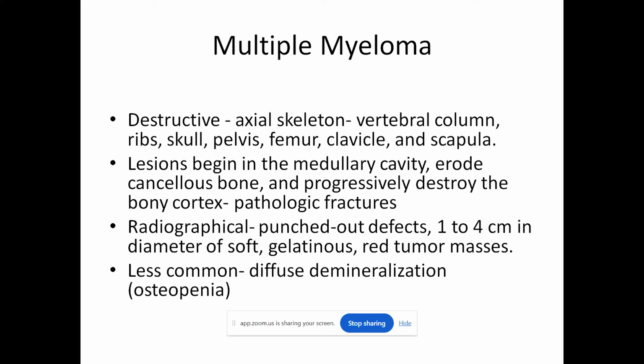So what are all the bones? Mainly the axial skeleton will be destroyed here. Vertebral column, ribs, skull, pelvis, femur, all these bones are affected in decreasing order. Initially the myeloma cells originate from the medullary cavity, then they erode the cancellous bones, and finally they produce cortical destruction, producing pathological fractures. When we see the X-ray radiologically, we can see punched out defects with a 1 to 4 centimeter diameter of soft gelatinous red tumor masses.